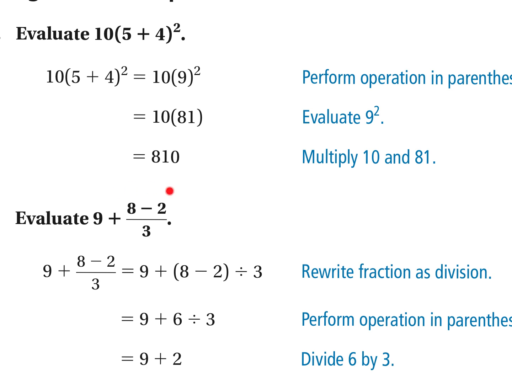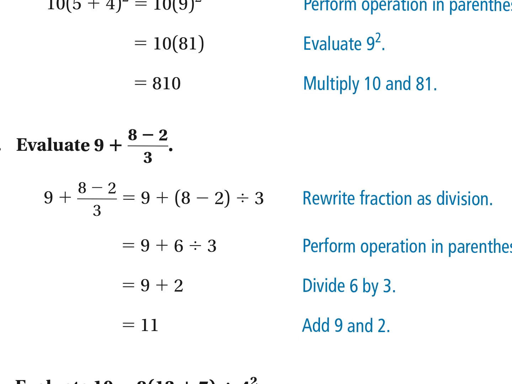Okay, what if I see something like this though? What do you think I would do? Cooper, what do you think? I would do 8 minus 2 first, which is what? 6, and then divided by 3. Remember, a fraction is really a division problem. So I would do 8 minus 2 to get the 6 here, divided by 3. So I rewrite it so that it looks like this to make it look a little easier. And then I solve. 8 minus 2 is 6. 6 divided by 3 is 2. And the last thing I do is add 2 to 9, and I end up with 11.